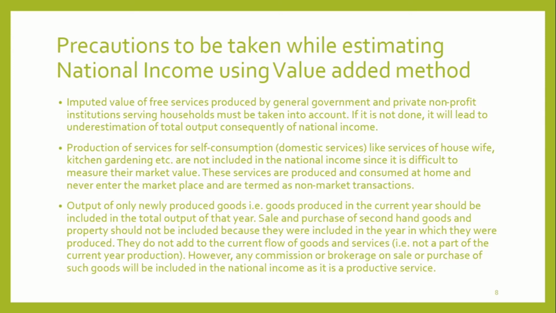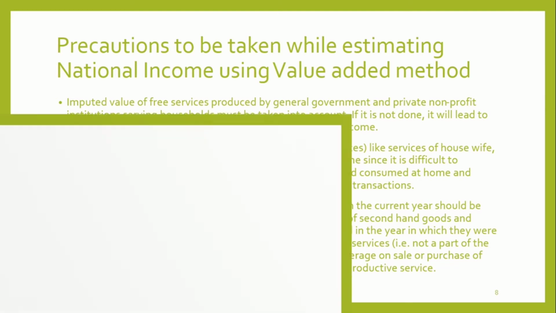Output of only newly produced goods, like goods produced in the current year, should be included in the total output of that year. Sale and purchase of second hand goods and property should not be included because they were included in the year in which they were produced. They do not add to the current flow of goods and services. However, any commission or brokerage on sale or purchase of such goods will be included in the national income as it is a productive service.